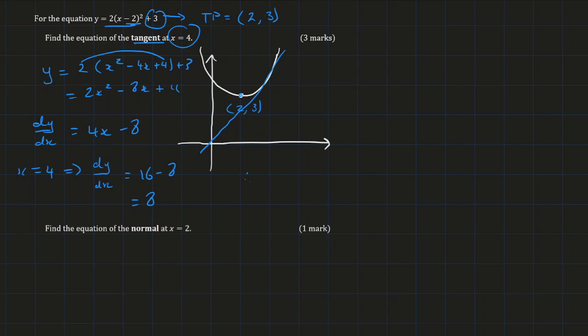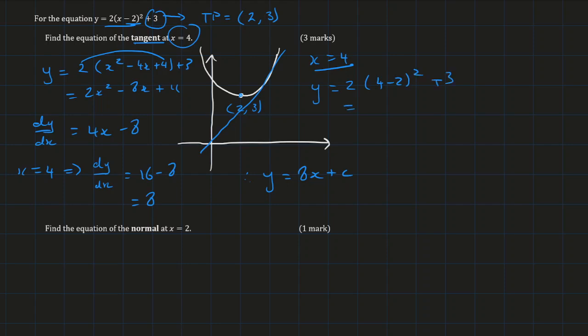Therefore, we know that the equation is in the form y is equal to 8x plus c, but we don't know c. So what we have to do is find a point on the line to find the c value. We know that x equals 4 is on the line because that's where we're finding the tangent for. So we can substitute that into y, so it'll be y is equal to 2(4 minus 2) squared plus 3 to get the y value.